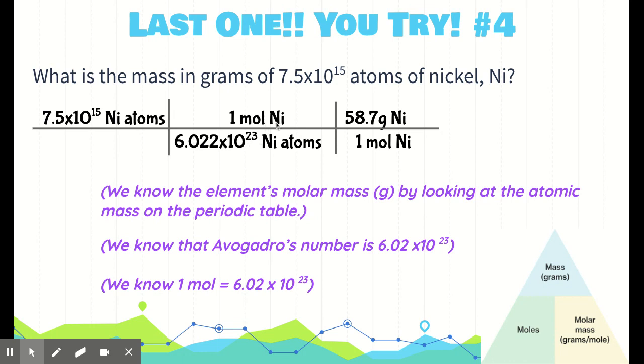So then we're in moles of nickel. Moles of nickel comes down and across. 1 mole of nickel is equal to its average atomic mass, which we found on the periodic table, which is 58.7. So now you solve for this. You will multiply everything across the top, multiply everything across the bottom, and then divide. So you should have ended up with 7.3 times 10 to the negative 7 grams of nickel. And that is it.